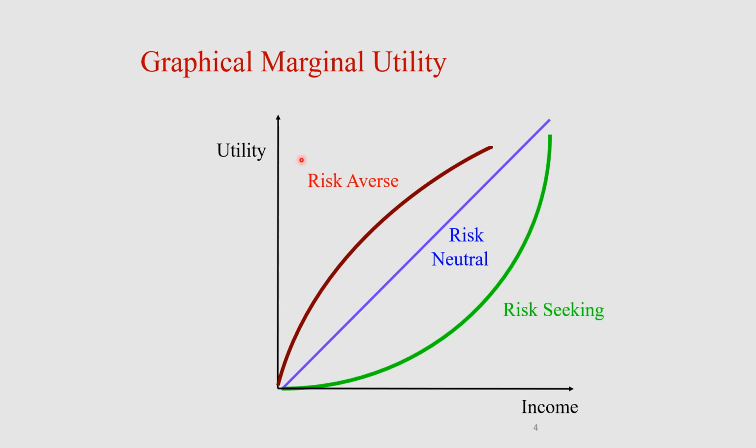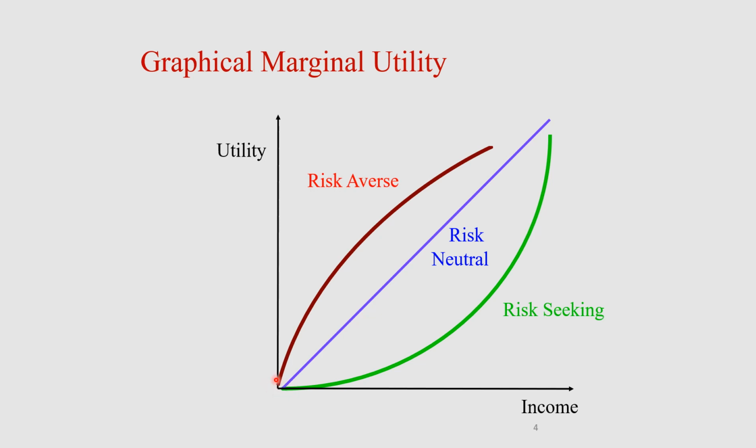So when we have utility here and income over here, and usually we have to have some kind of wealth involved as well, but we'll deal with that later on. A risk neutral person has a utility function that looks like this, a straight line. A risk averse person has one that rises and then flattens, and a risk seeking person follows this green line. So those are the differences that you see in terms of what the marginal utility looks like.